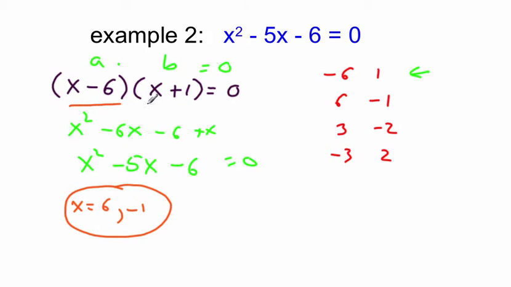So here's the final factored version of it, and here is the solution for when we see a problem that looks like x squared minus 5x minus 6 equals 0.